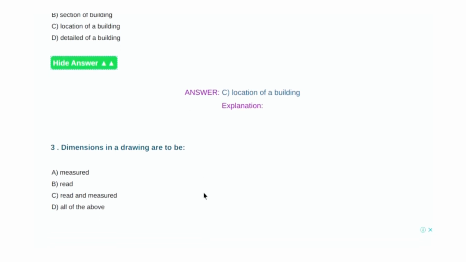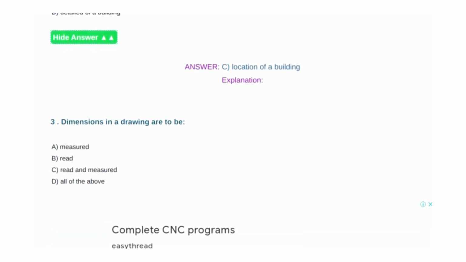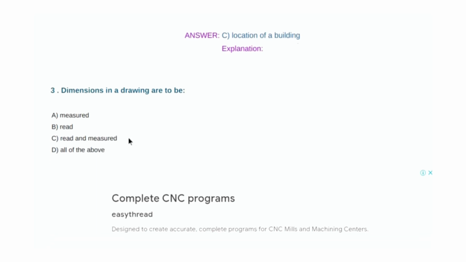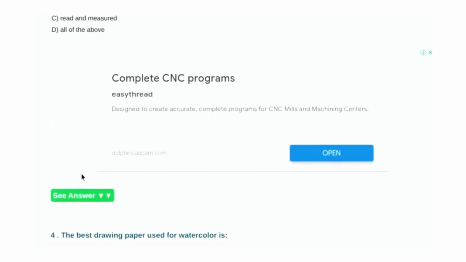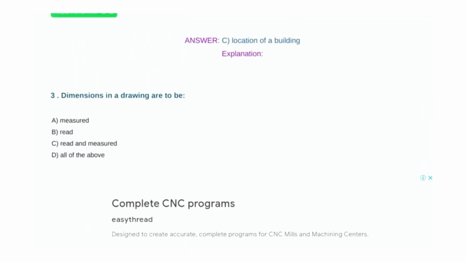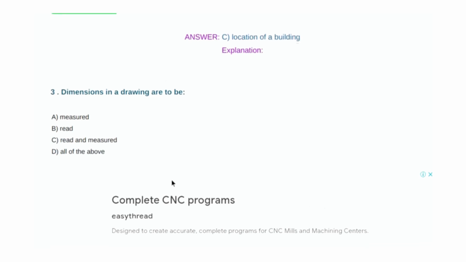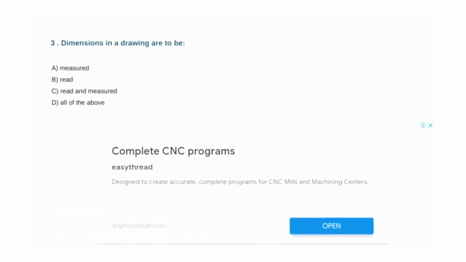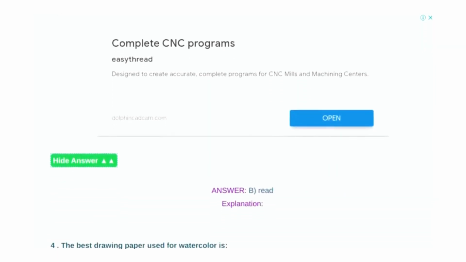Dimensions in a drawing are to be: read, measured, or all of the above. Right answer is option C. I think no. Dimensions in a drawing are to be read only.